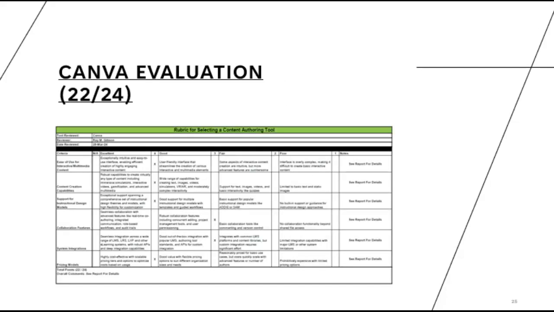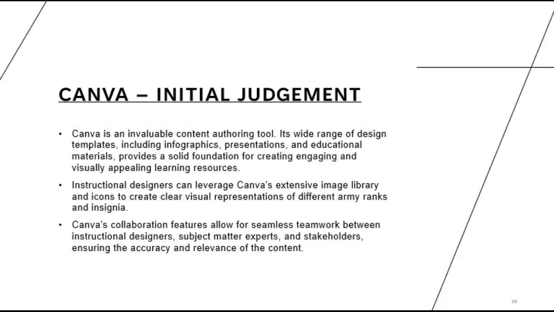We compared Canva and Articulate 360 to each other. In the rubric that we have here, comparing it to the different criteria that we just listed in the previous slide, Canva got a total score of 22 out of 24. Some of the initial judgment that we got for Canva was that it was very user-friendly. They had a library full of thousands of templates that you could take and tailor and make your own, which makes designing products inside of the Canva system very, very seamless.